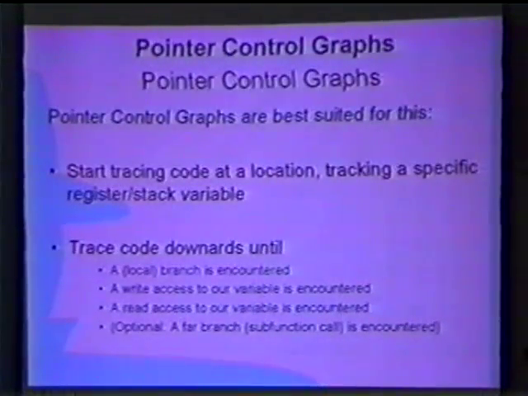Building these pointer control flow graphs is not that hard either. More or less, you start tracking code at a certain location, and, for example, start tracking a specific register, EAX or whatever. You trace the code downwards until you reach either a local branch, or a read or write access to a variable, or optionally a far branch, meaning a call into a subfunction. You might want to recurse into the subfunctions, but I'll explain that in a few minutes.